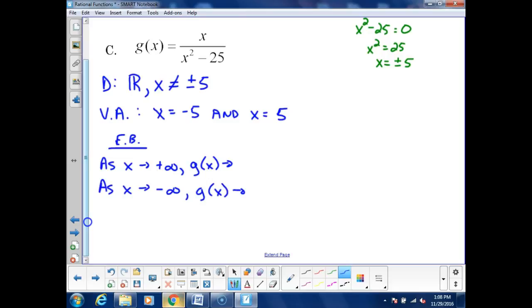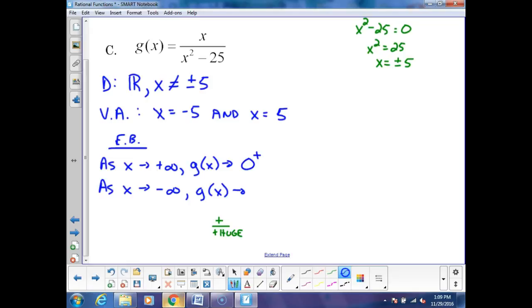Okay? So if I put a super huge positive number into that function, I'm going to get a positive number on top divided by an even bigger positive number, right? Because if I square infinity, it's a lot bigger than just infinity, even when I subtract 25 from it. So that's going to go to 0 from above.